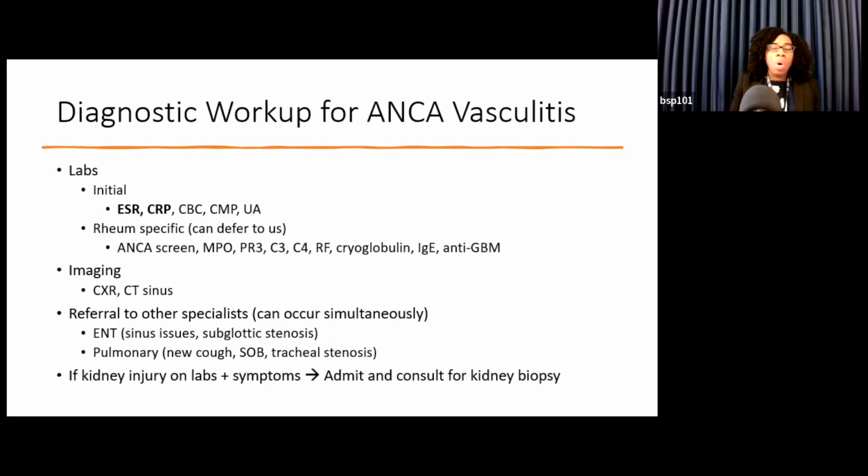In addition to referring to us for further evaluation, a simultaneous referral to ENT or pulmonary, depending on their other manifestations, can also be very helpful in expediting figuring out what exactly may be going on. And then particularly if they have significant kidney injury, as well as some of these very vague symptoms, it would be very important to get them into the hospital if possible, if the kidney injury is severe, for a biopsy, as time is nephron, and rapidly progressive glomerulonephritis is something that can be seen and is very worrisome in these diseases.